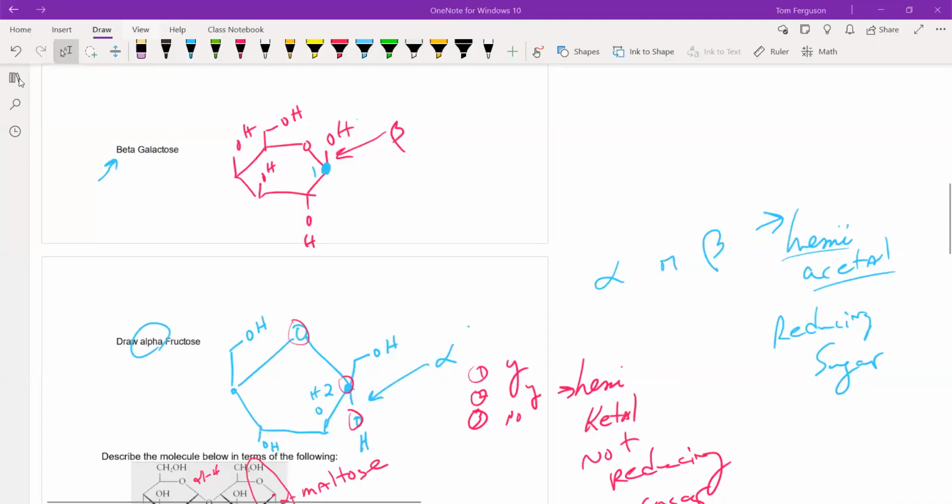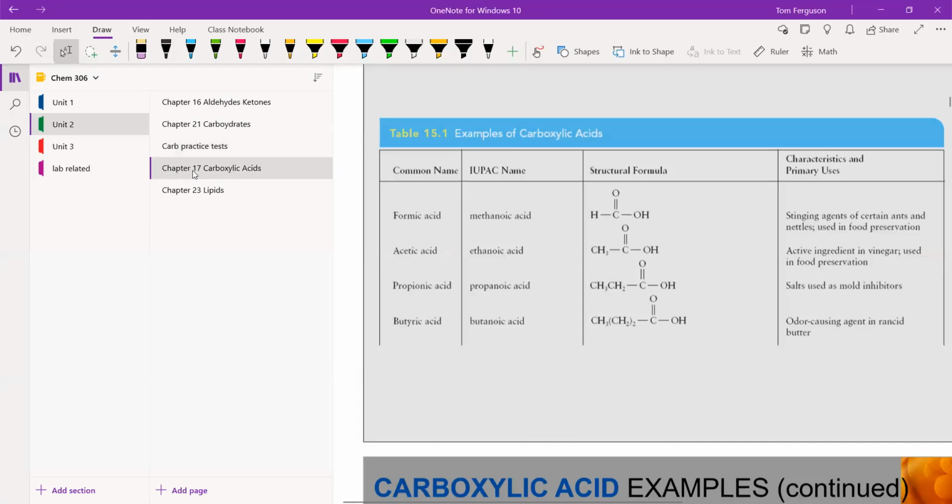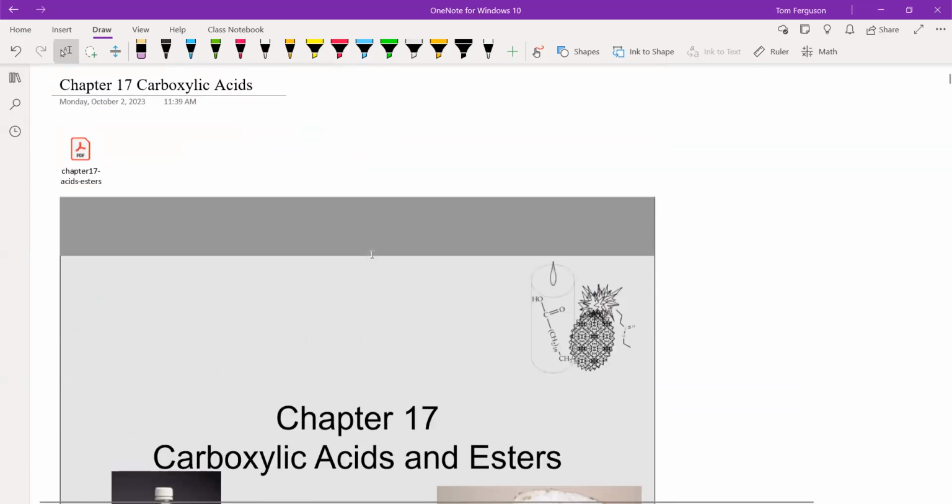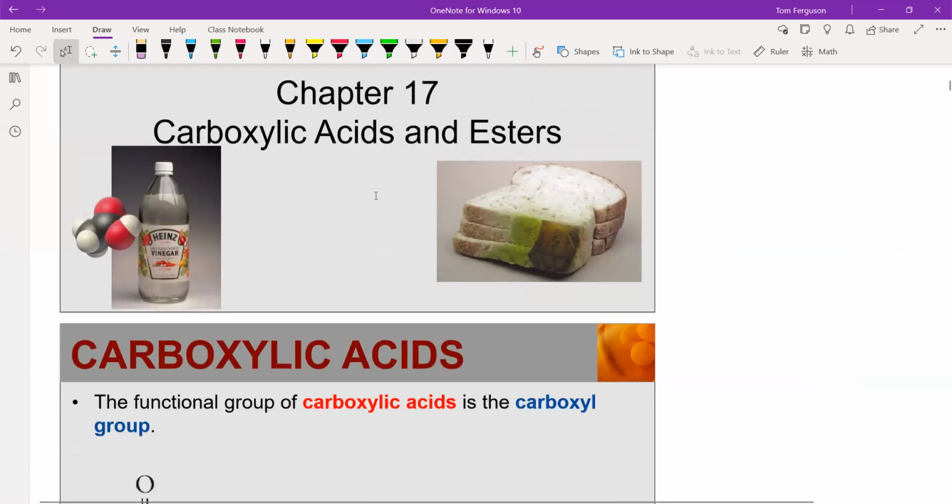Okay, that concludes our carb and aldehyde ketone subunit. Our next unit is going to be, and I'm going to lightly introduce that today, on carboxylic acids.